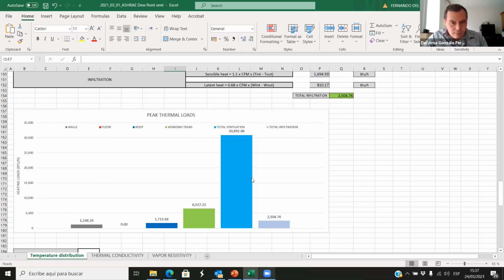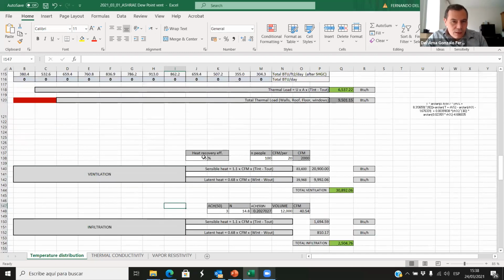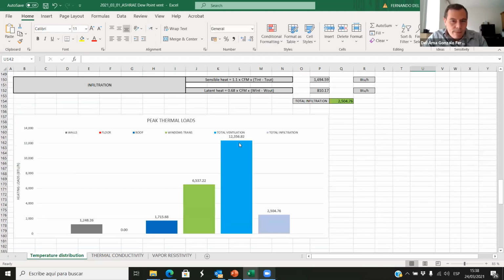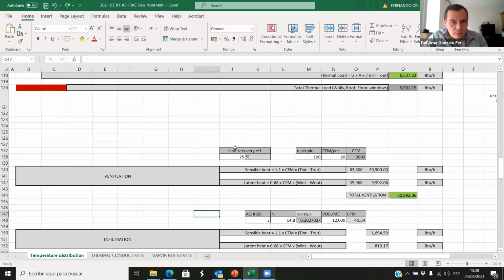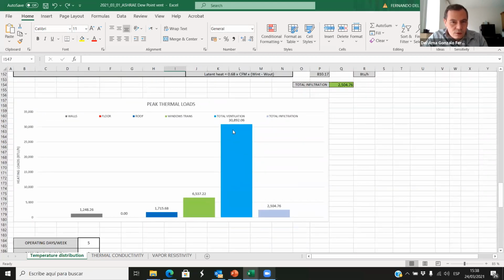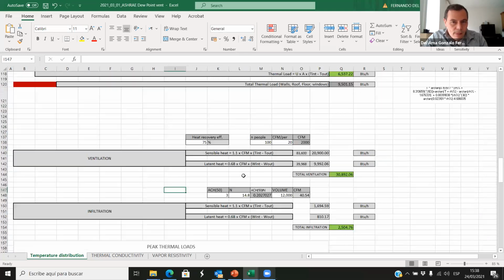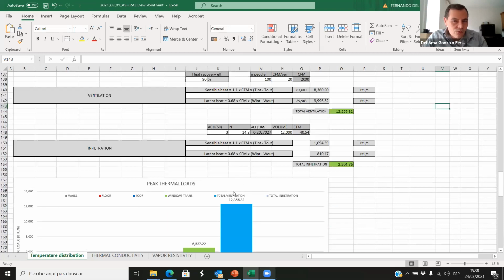If we analyze this building, okay, the walls and the roofs are quite good. I have reduced the infiltration, that's good. And I have an issue with the ventilation. What can I do? I can increase the efficiency of the heat recovery. If I have a 90% efficient heat recovery, now we are reducing this. And look at the final number. It used to be with 75, it was 30,000. If we increase the efficiency of the heat recovery, now it's only 12,000.